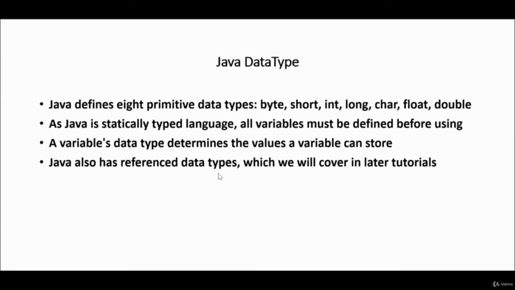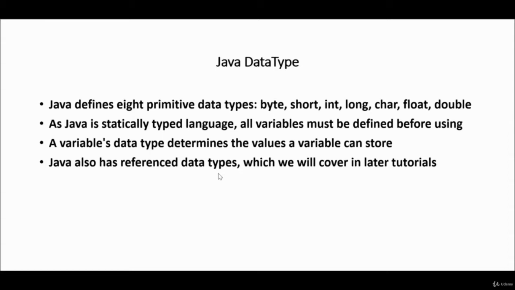Java supports 8 primitive data types, which are byte, short, int, long, char, float, double, and boolean, and we'll see them in detail in the subsequent slides. As Java is a statically typed language, all variables must be defined before using, right? This is the most fundamental way of defining a variable. If you want to define a variable of speed, you need to define its type, and that type will be either int or long, byte or short.